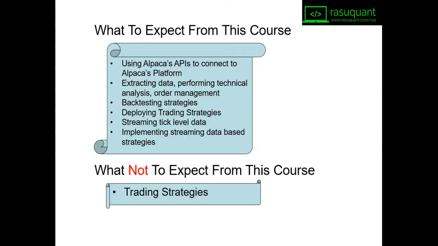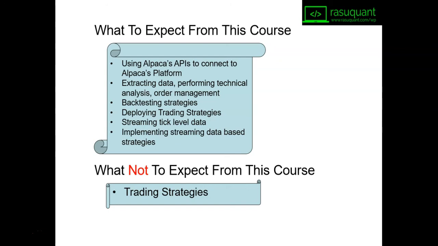And at the outset, I want to clarify what you should expect from this course. This course is all about Alpaca's API, and I assure you that by the end of this course, you will have a fairly good understanding of how to use Alpaca's API to connect to their platform, to extract data, to perform technical analysis, to do order management, account management, etc. You will also become fairly conversant with how to backtest your strategies on Alpaca's platform. You will learn how to deploy your trading strategies on Alpaca's platform and how to stream tick level data. And you will also get conversant in implementing streaming tick level data-based strategies.